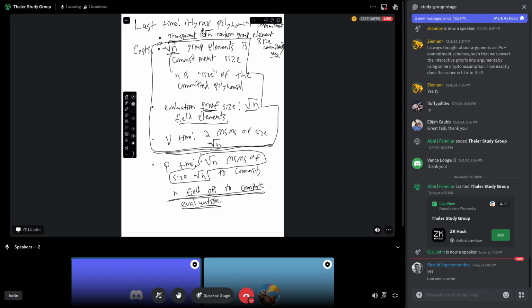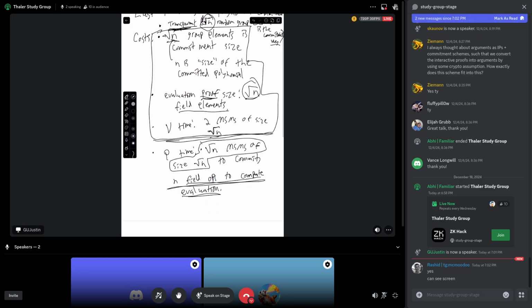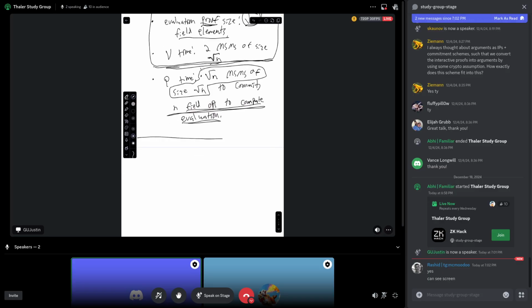So in summary, Hyrax has some good things and bad things about it. The good things are the evaluation proofs are really fast to compute. It's transparent. The commitment key is sublinear in size. The bad things are that the verifier costs are somewhat large, like square root instead of logarithmic. Okay, so that's a brief recap of the costs.